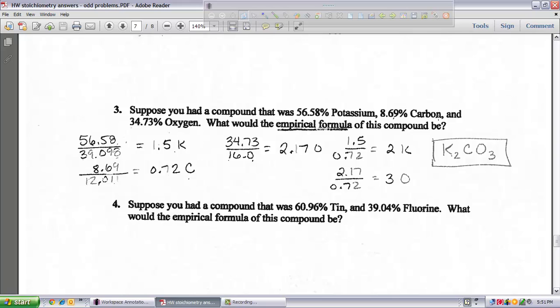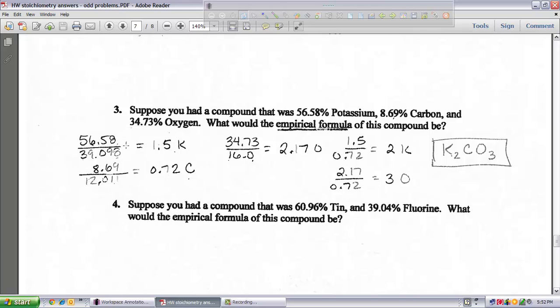But basically there's a compound that has 56.58% of potassium, 8.69 of carbon, and 34.73 oxygen. Now, when they say percents, percents are almost always in mass. You need to think mass. So they don't tell you how much of the compound you have. They don't know if you have a gram, 100 grams, 1,000 grams, 1,000,000 grams. You have no idea. But what makes it easy is if you just assume that you have 100 grams.